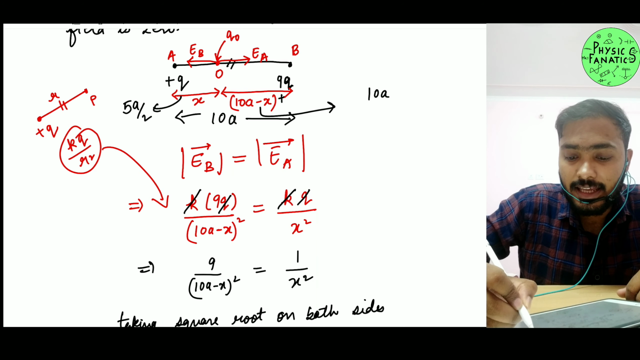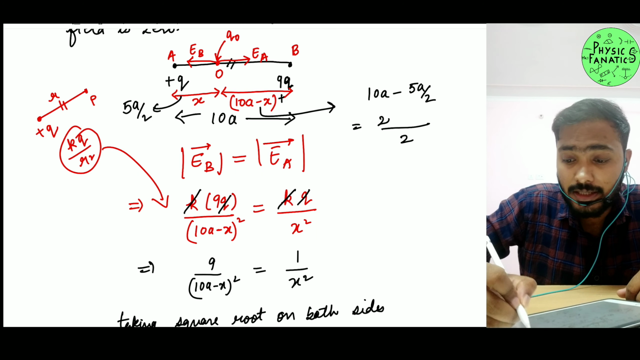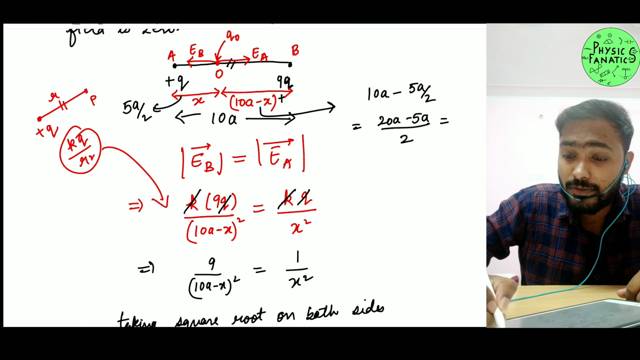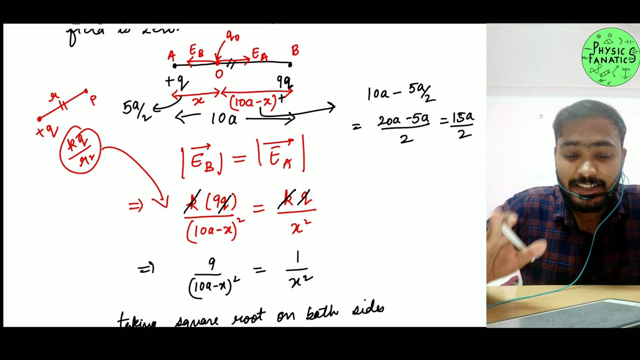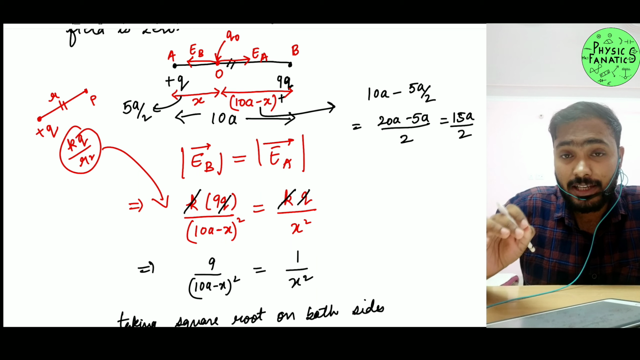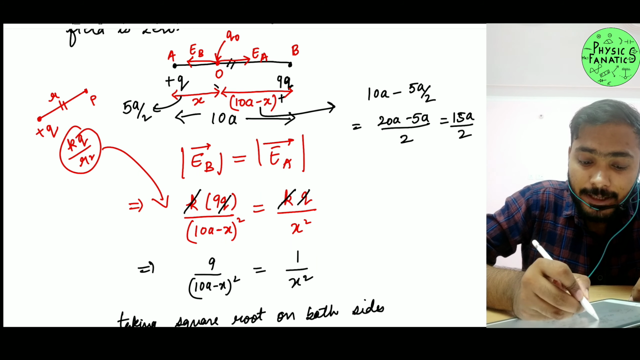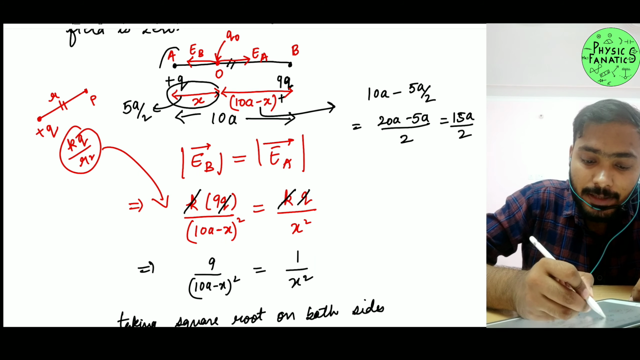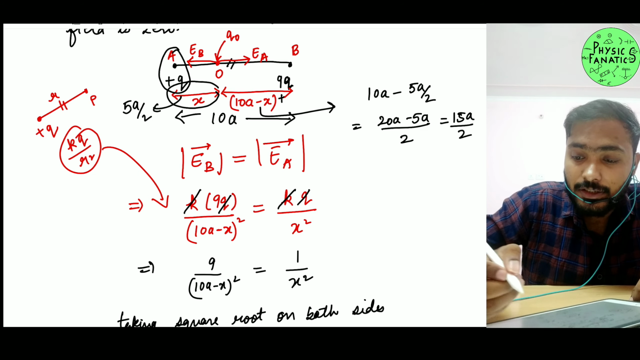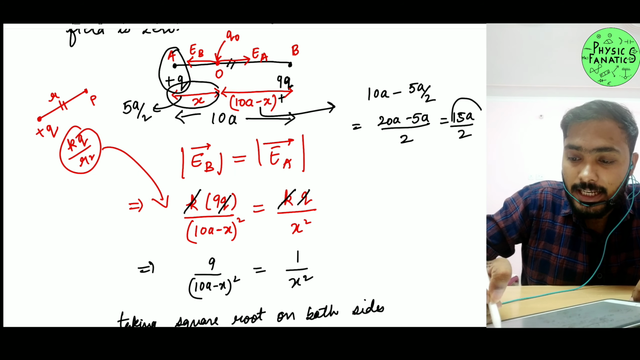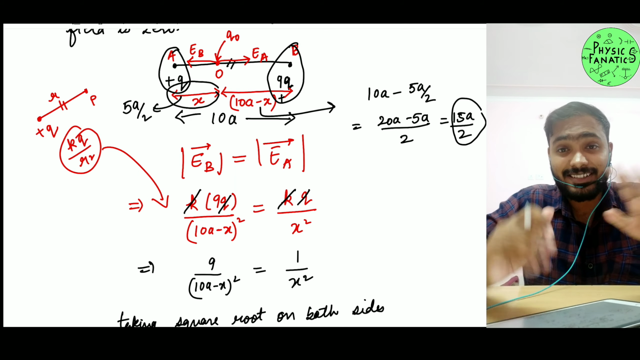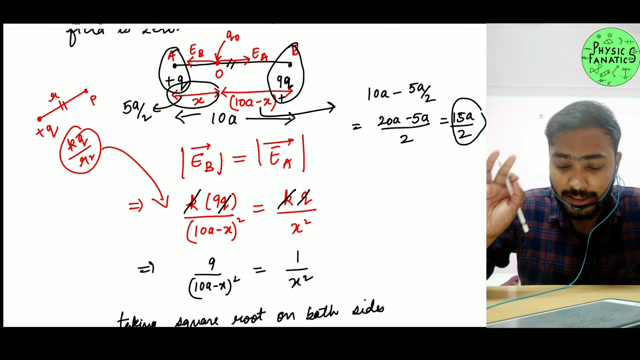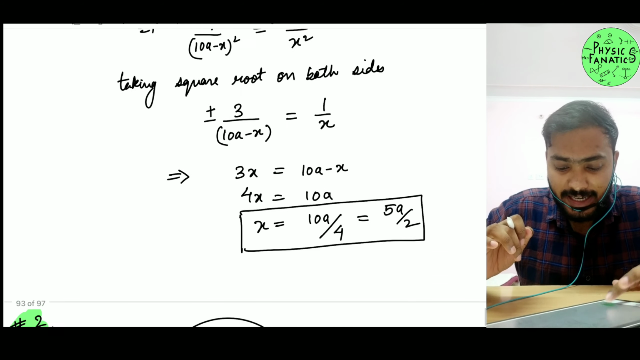I can find out this other value. It's very simple. This is 10a minus 5a by 2, or very simply I can write it as 20a minus 5a over 2, and this will be 15a by 2, right? I hope you guys can understand that. So I will get my balancing point at 5a by 2 distance away from my plus q charge, and 15a by 2 from my 9q charge in that direction. I hope that is understandable. Great, so if that is understandable, let's move to our next question.